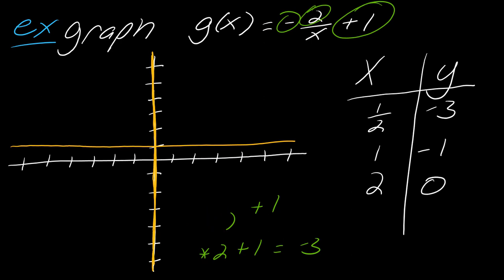Okay, so I've got a couple points to work with now. So let's go ahead and plot those, and then let's see if I can just mirror them. So I've got 1/2, -3. Let's see, I'll use the green color just so you can see a little better. 1, -1, and then 0, 2.